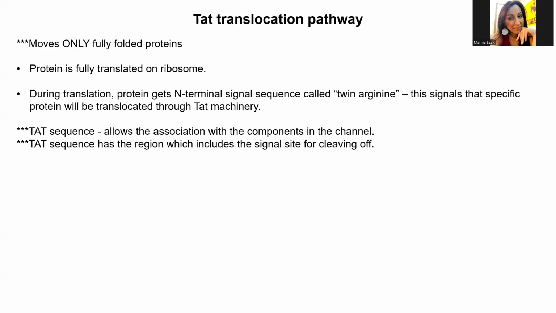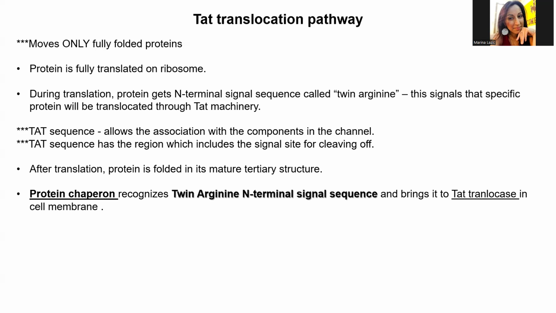That sequence has a region that includes the signal site for cleaving off. So it's going to be cleaved off after it's interacting. Basically, the way it goes, the protein gets folded to its mature structure. And then you will have a specific type of chaperone that will recognize TAT, which means the twin arginine N-terminal signal sequence. And that chaperone will bring it to the translocase in the membrane.